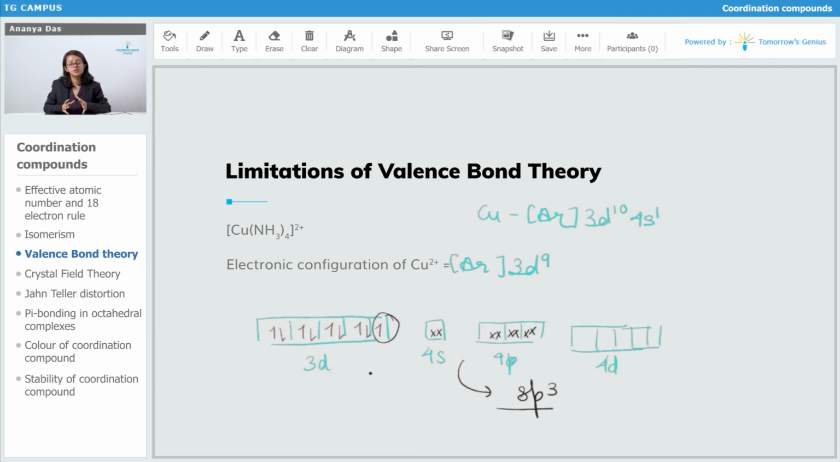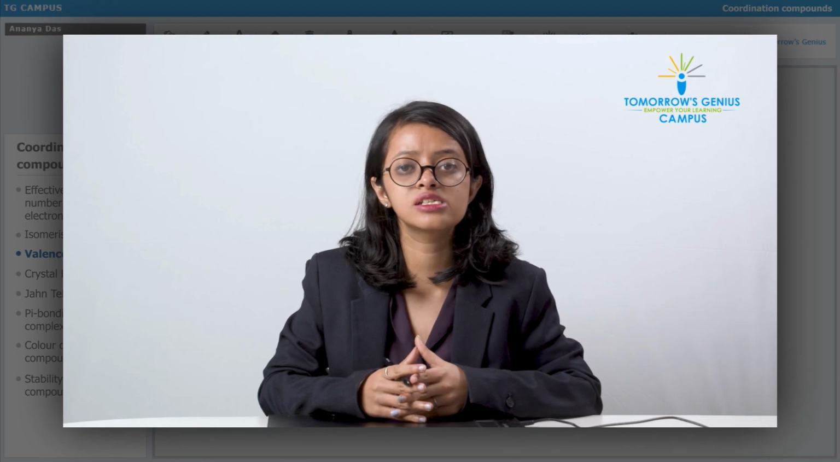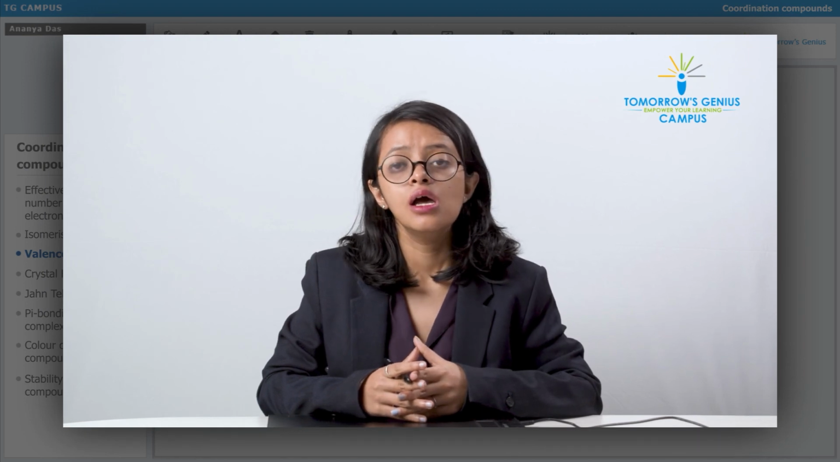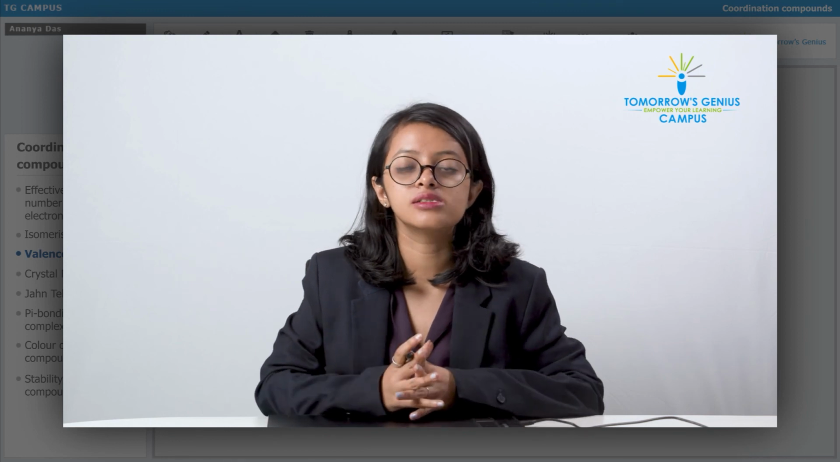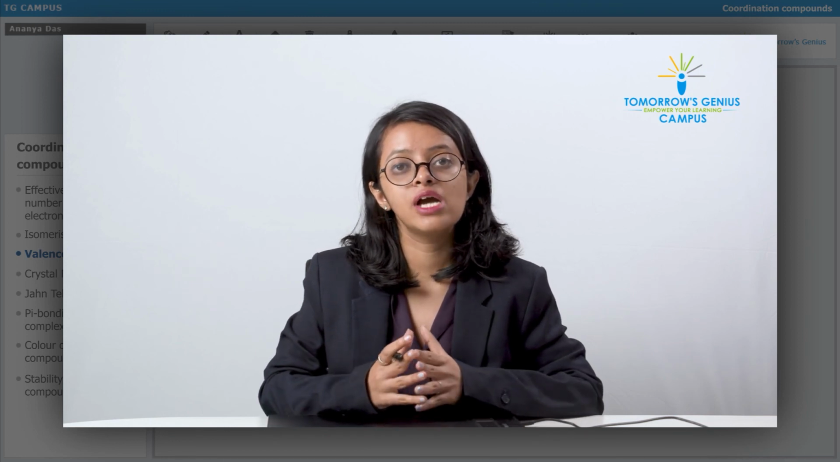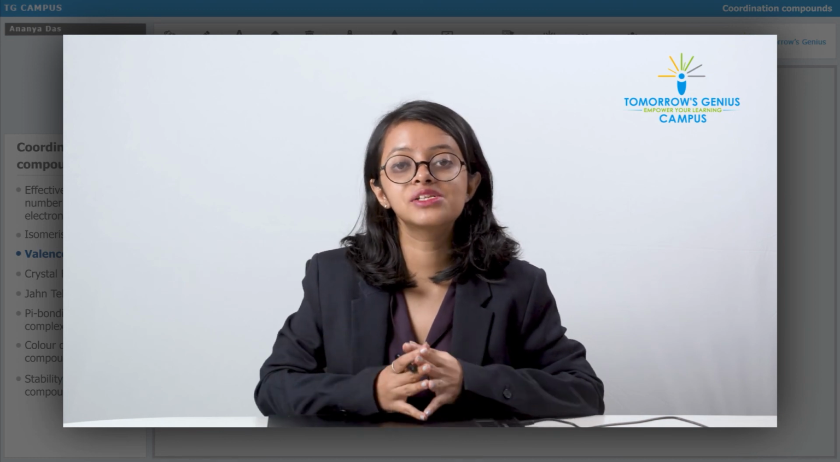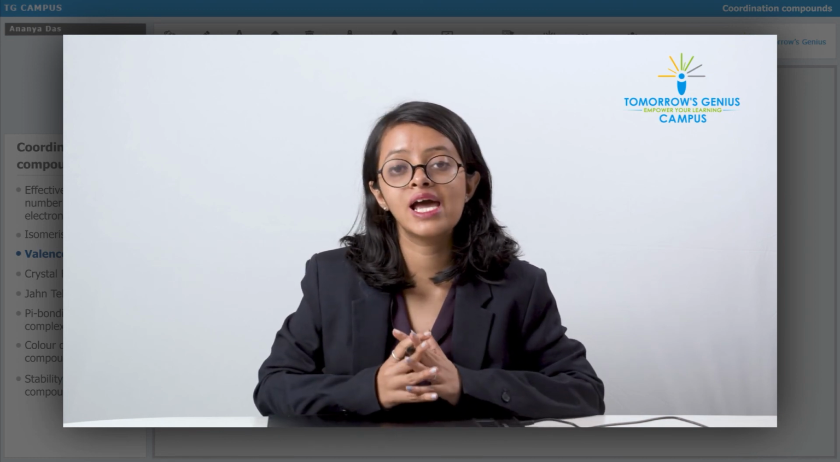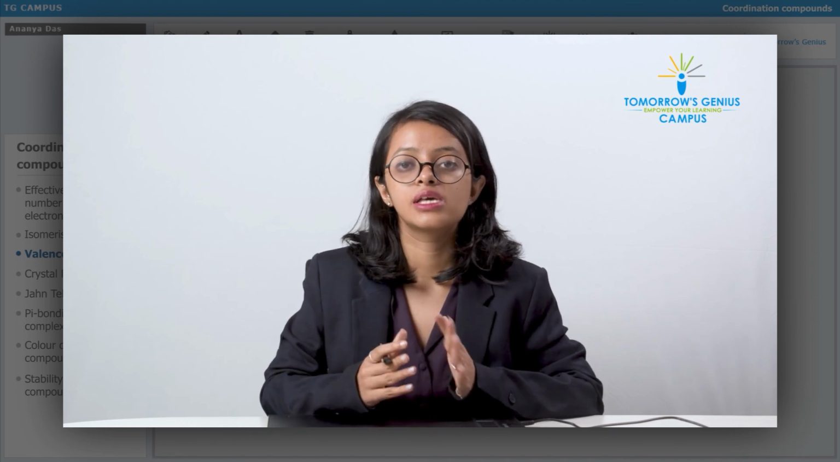So VBT failed, as we have seen there were many limitations for this complex. It could not explain the magnetic susceptibility, it could not explain the thermodynamic and kinetic stability, and it could not give us a quantitative analysis. It gave us a qualitative analysis. Next we are going to see more theories which will help us to understand coordination complexes better and help us remove some of these limitations which VBT gives us.